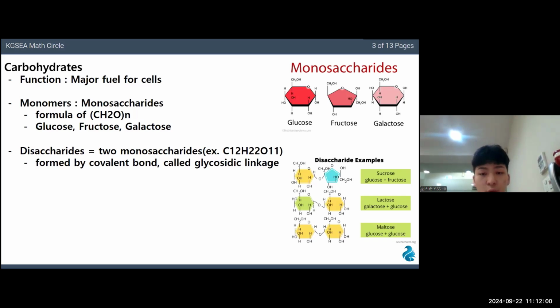Its chemical formula is C12H22O11. It's not C12H24O12 as many would expect, but it loses an H2O because of the dehydration reaction I talked about. So it makes this kind of formula. It is formed by a covalent bond called a glycosidic linkage. Examples of disaccharides include sucrose, lactose, and maltose.